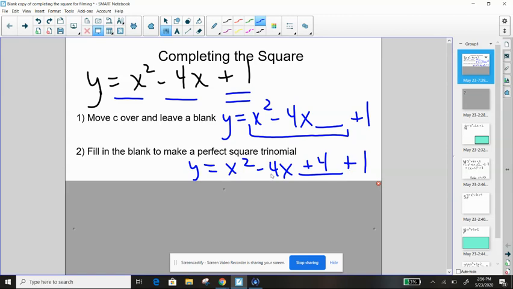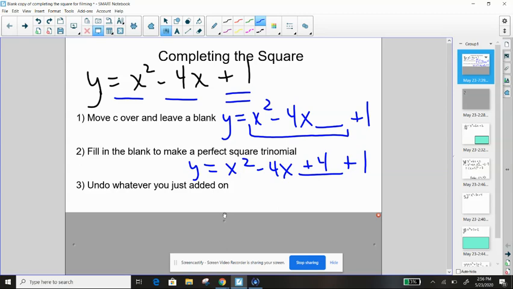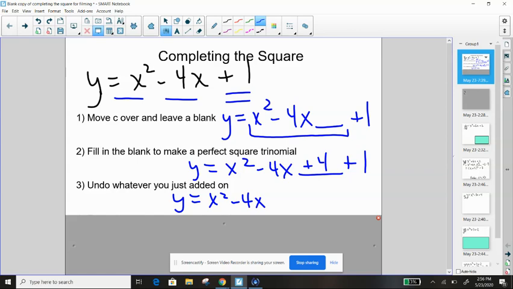And you're probably thinking that seems kind of illegal. I've just changed the question. I've added 4 to it. It doesn't seem like you should do that. So step 3 is undo whatever you just added on. Again, that seems like a crazy step. So you just have to believe this is all going to turn out. So I have x squared minus 4x plus 4 plus 1. And now I'm going to undo what I just did. I added on a 4, so I'm going to take it away so that I haven't changed the question.